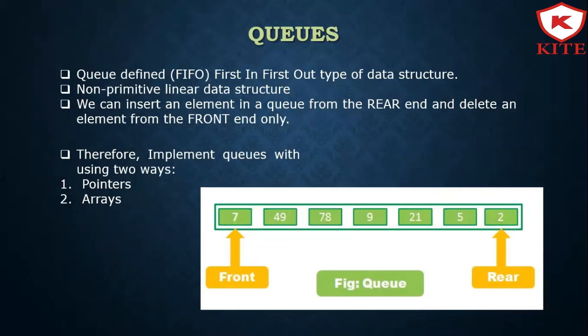Now the next data structure is a queue. What are queues? Queues define a first in first out type of data structure, the FIFO operation. Queues are also a part of the non-primitive linear data structures. In the queue process, we can insert an element from the rear end and delete an element from the front end only. Therefore, queues are implemented in two ways: using pointers and arrays. So here in this figure, the front and rear are given.